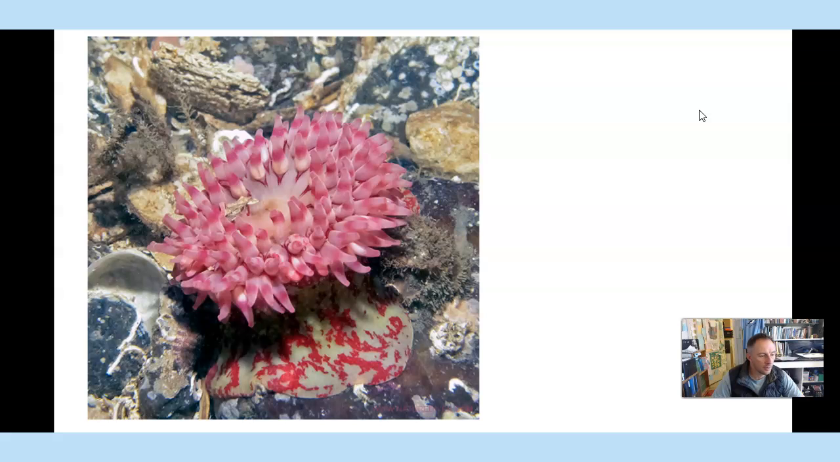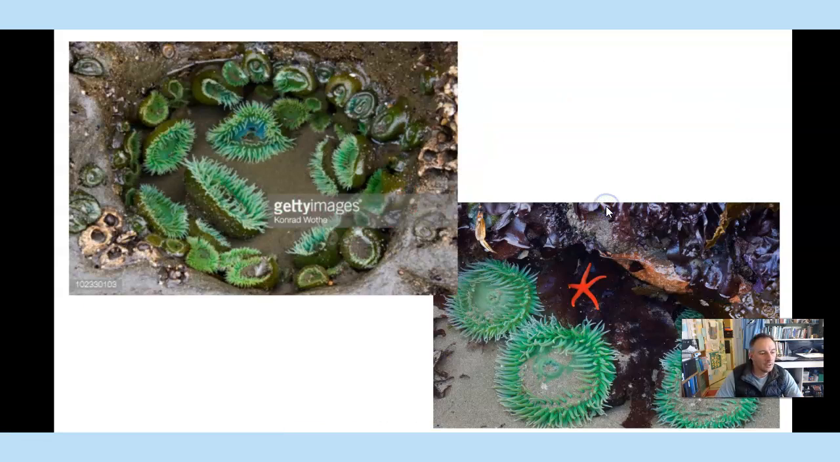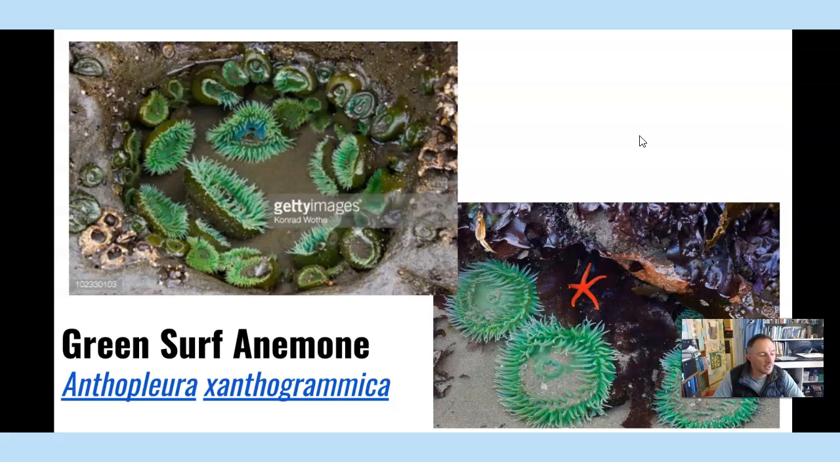Let's do a quick review. This one right here, mottled on the outside, nice big tentacles, candy striped. This would be Urticina crassicornis, the painted anemone. This one here, green in tide pools, clusters together, likes light. This would be Anthopleura xanthogrammica.